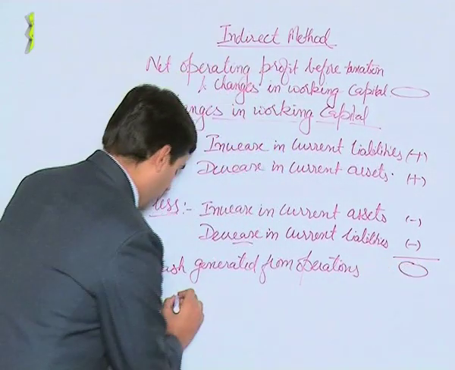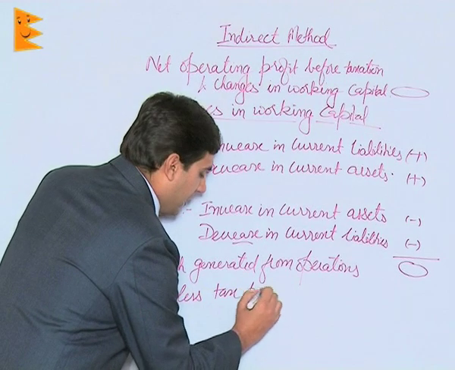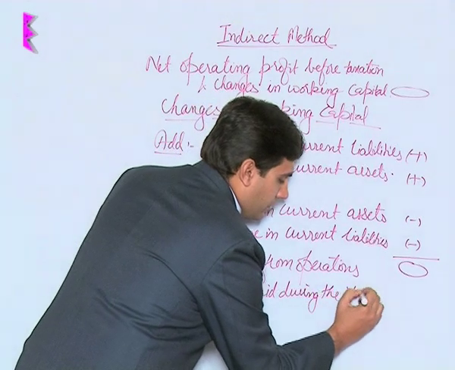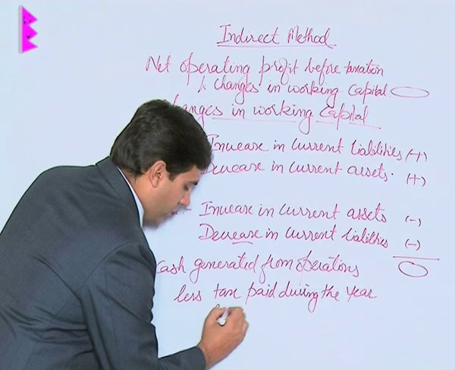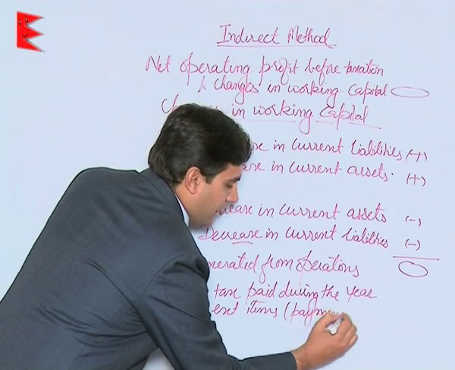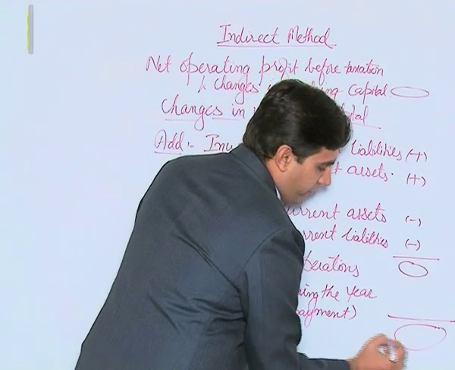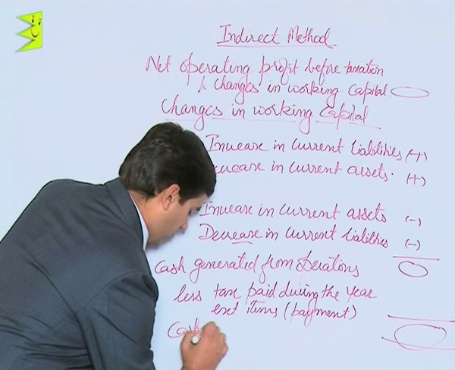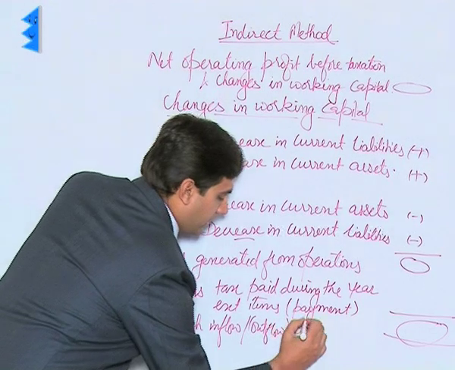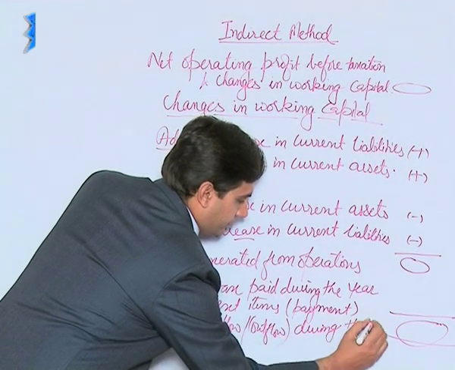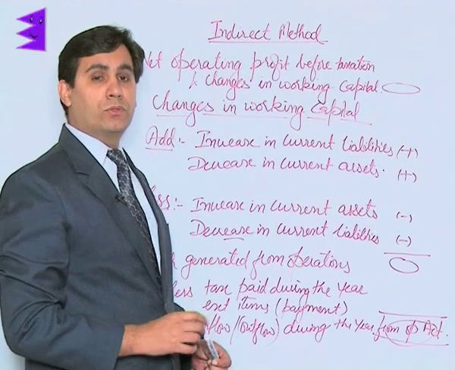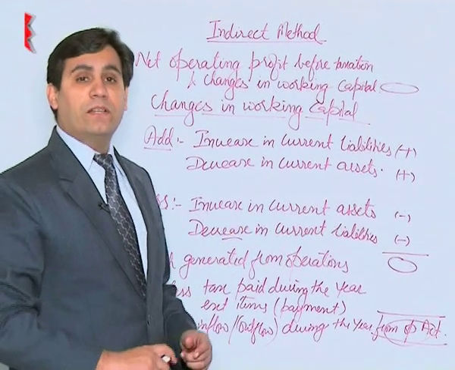From this amount, a deduction on account of tax paid during the year is done, and in case any extraordinary items are there for which certain money has been paid, they are also deducted. And this figure, the final figure that we get, is cash inflow, or if it is negative, then outflow during the year from operating activities.